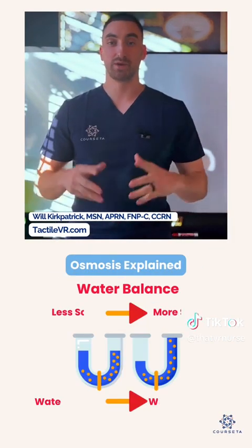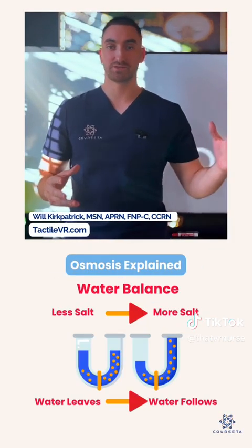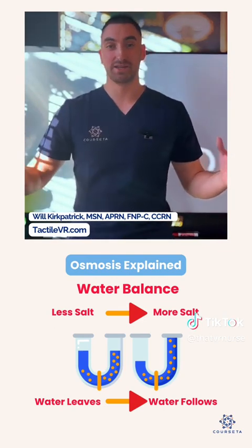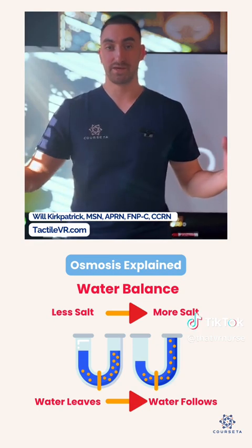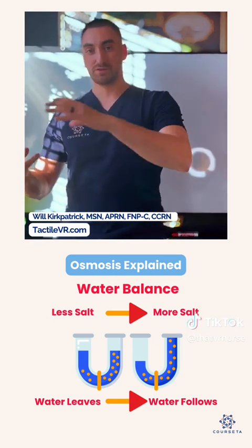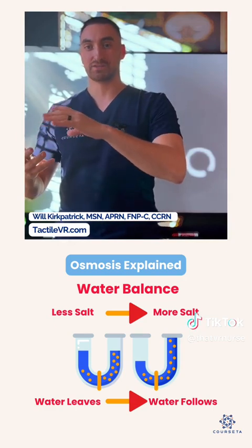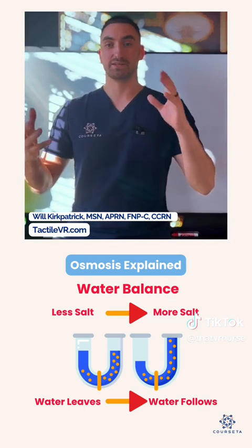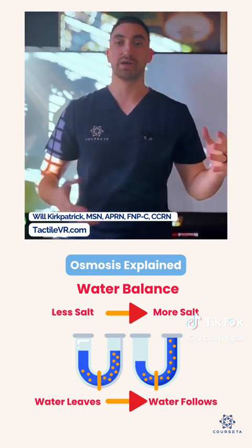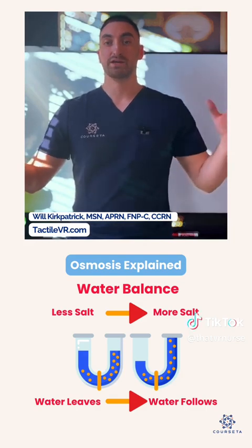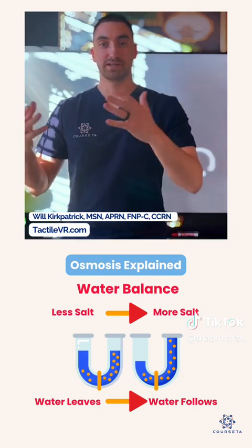But let's give an example. We have our fluid spaces, right? We have the intracellular and we have the extracellular. Well, if there's a high amount of sodium in that extracellular space, so the intravenous space, that water is going to leave the cell to come dilute the sodium that's high in the extracellular space. Because what is that? That's osmosis. The water wants to make sure it's balanced throughout the entire body. So when we have a high concentration of a solute, which of course sodium is the number one, then that water is going to follow to make sure that it's balanced.